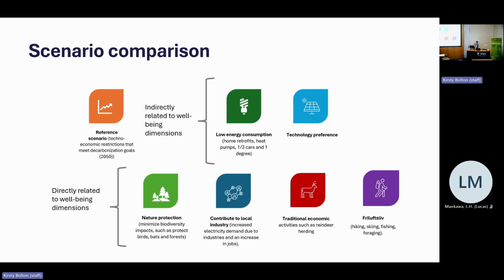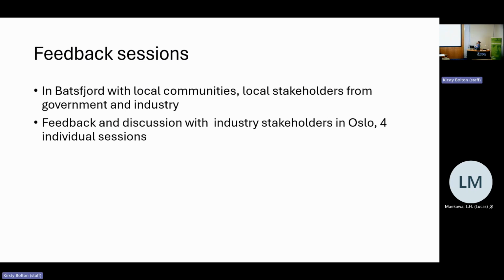So we now, for example, for the low energy consumption, we would actually go back and ask them, is this something you can actually imagine? You talk about low energy consumption. Is that something you imagine? We input those scenarios into our Norwegian energy system model, and then also show them how that would change their local energy infrastructure. Yeah, so currently we have been doing these feedback sessions.